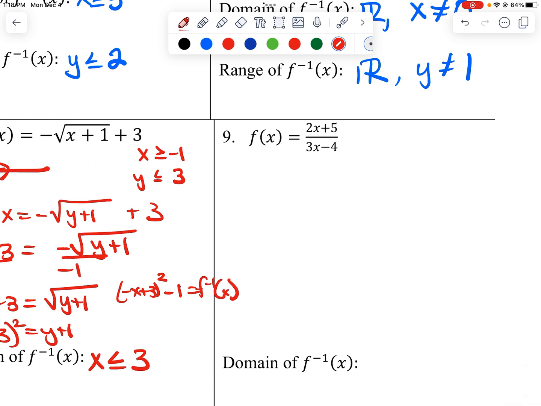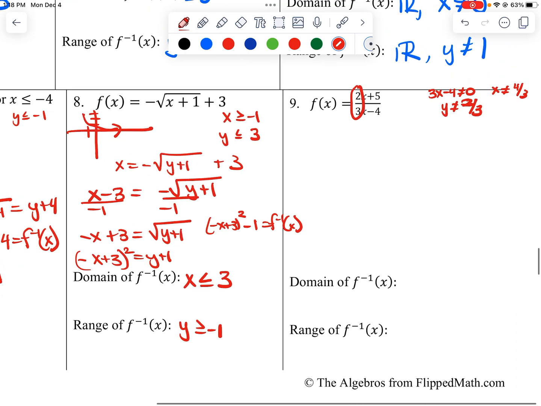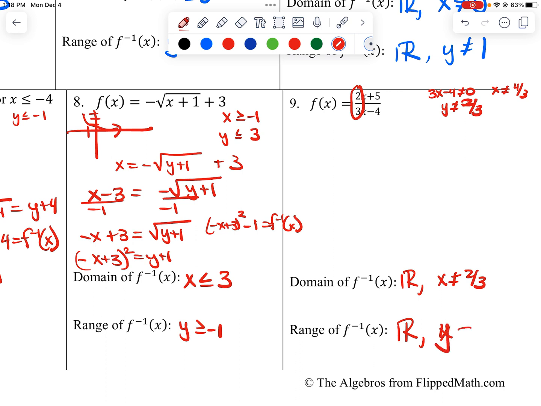So again, our denominator can't equal 0. So that means x cannot equal 4/3. And if we look, our degree's the same, so y cannot equal negative 2/3. So down here, our range, again, it's all reals, except x cannot be 2/3. In our y range, it's all reals, except y cannot be 4/3. All right, so this is the tricky one.